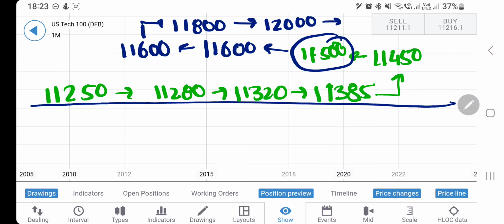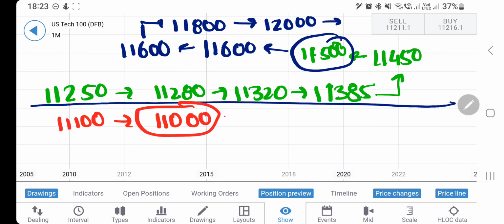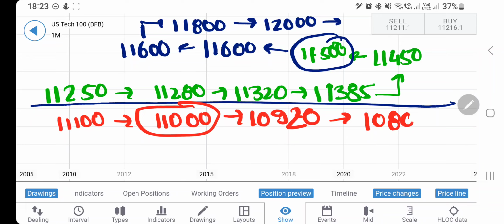On the downside, I will recommend you to sell here at 11,100 levels. Below 11,100, you can expect 11,000, a very strong support here. And till 10,920, it has got good support. Only and only if Nasdaq 100 goes below 10,920, you can expect 10,800, and below this, you should be ready for a crash, and then you can expect 10,500 and below levels.